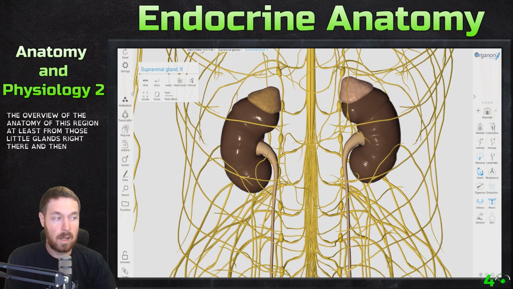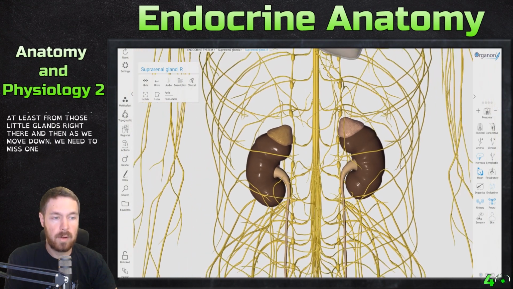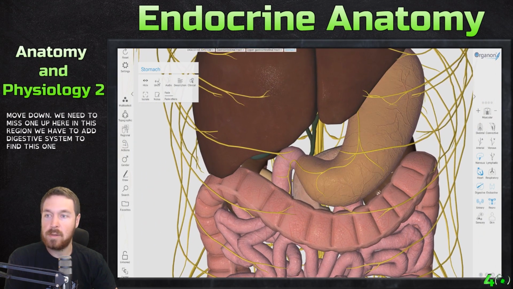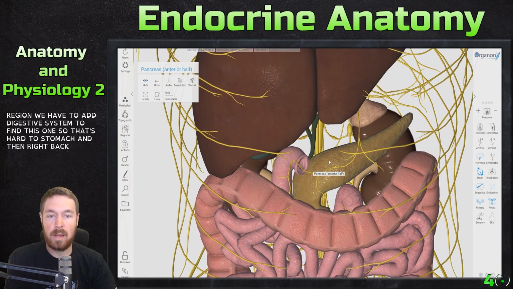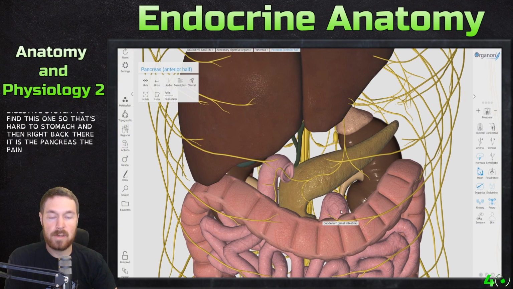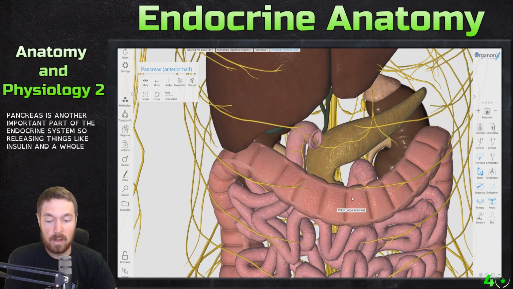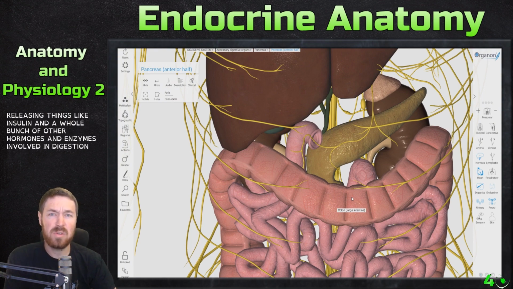And then as we move down, we missed one up here in this region. We have to add the digestive system to find this one. So let's hide the stomach, and then right back there it is, the pancreas. The pancreas is another important part of the endocrine system, releasing things like insulin and a whole bunch of other hormones and enzymes involved in digestion, which we'll talk about more when we talk about the digestive system.